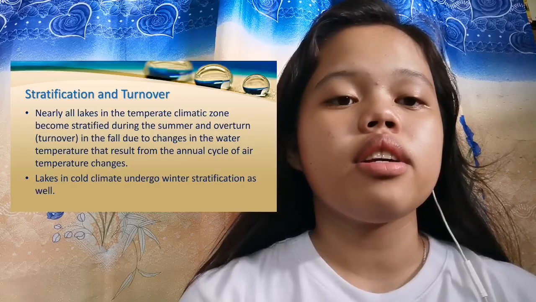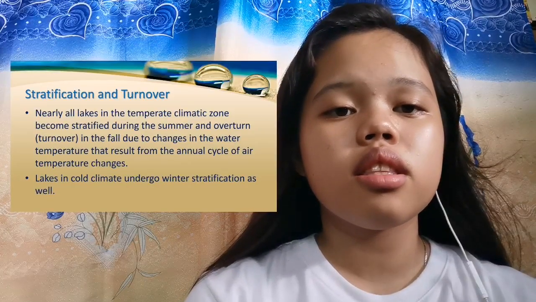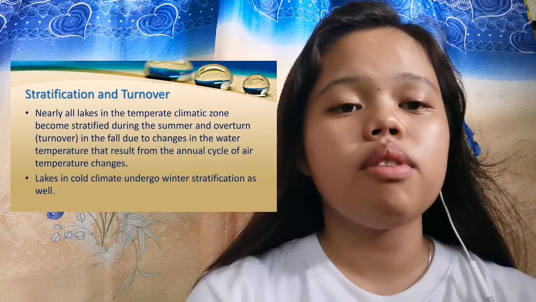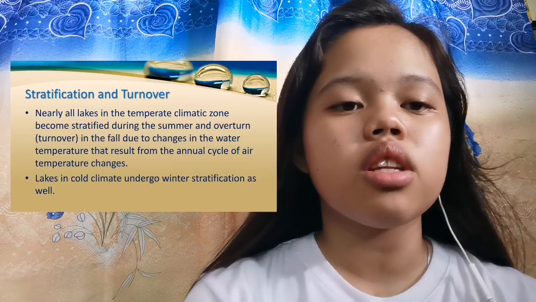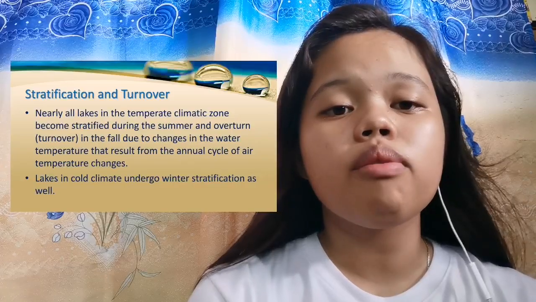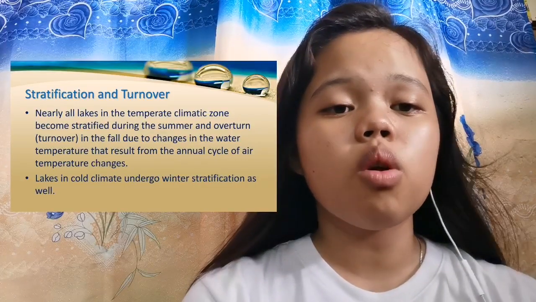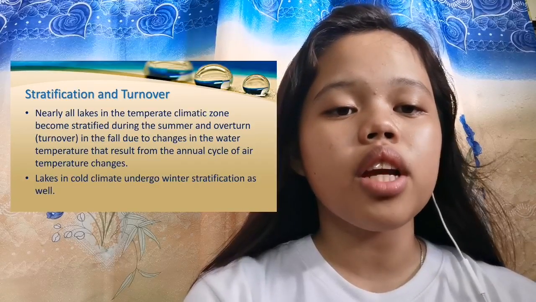Stratification and turnover. Nearly all lakes in the temperate climatic zone become stratified during the summer and overturn in the fall due to changes in the water temperature that result from the annual cycle of air temperature changes. Lakes in cold climates undergo winter stratification as well.